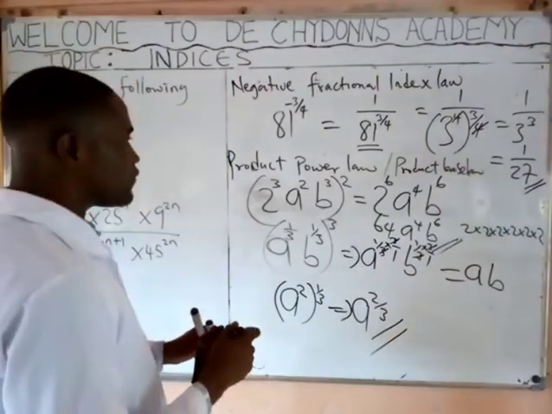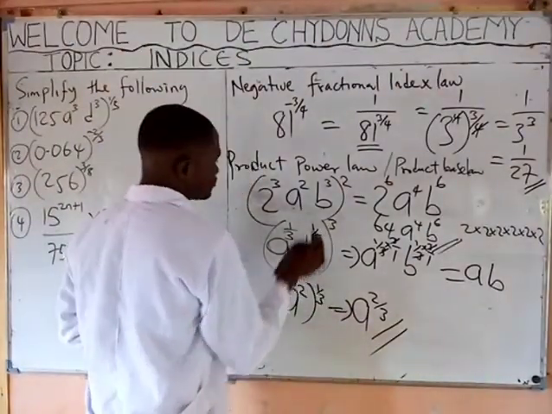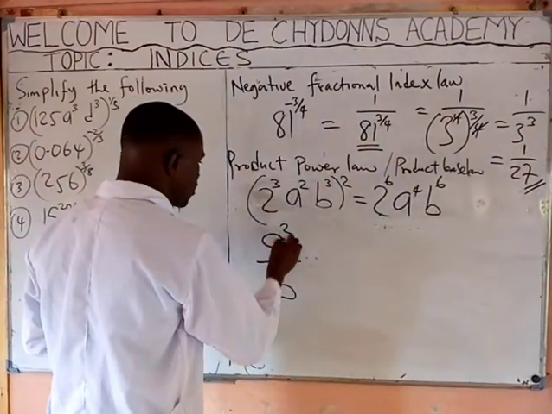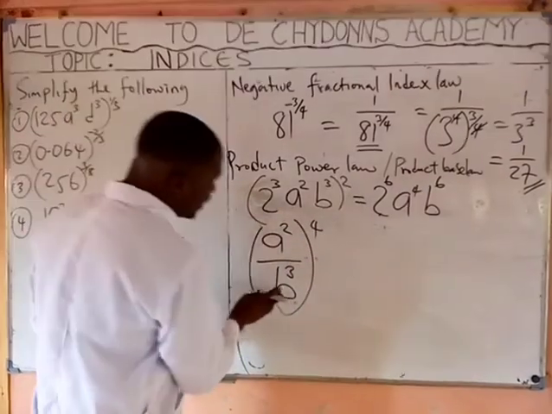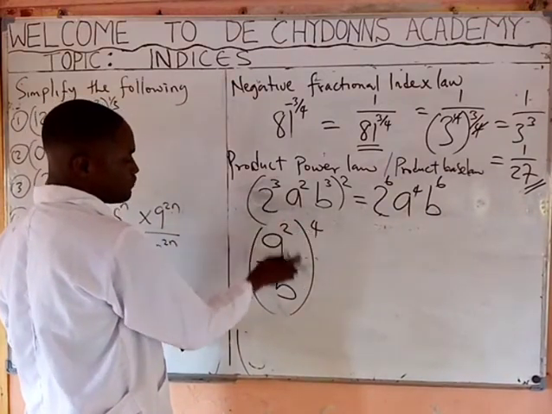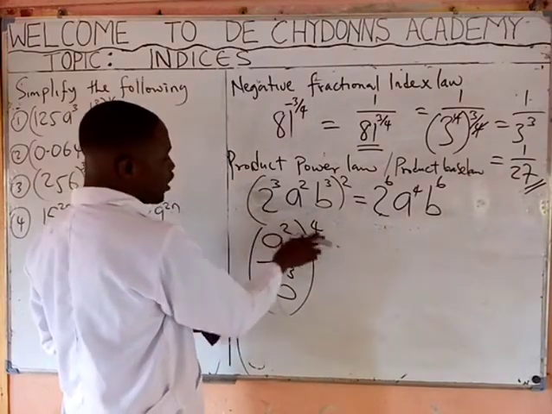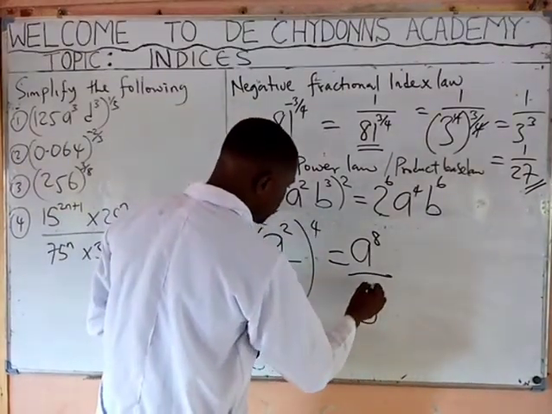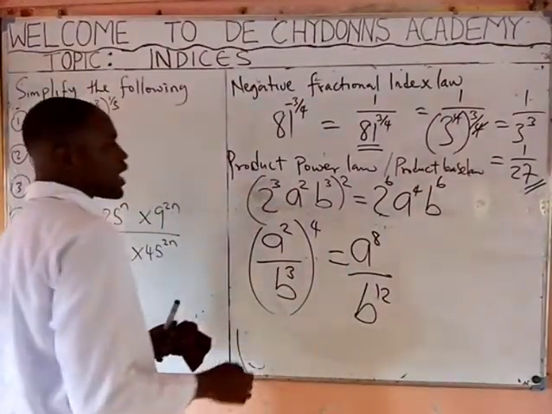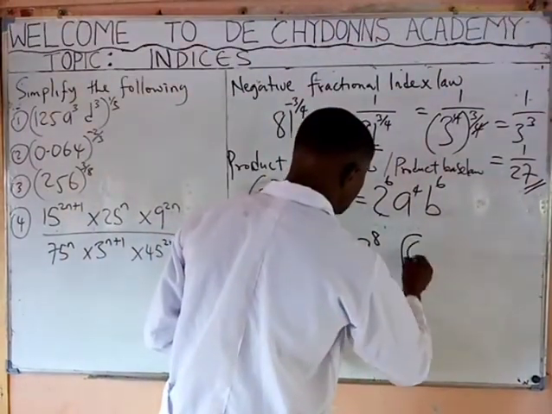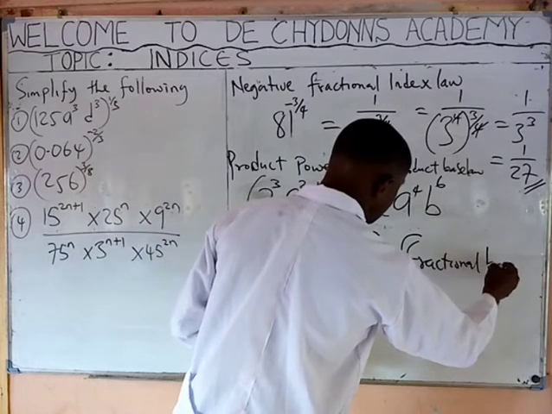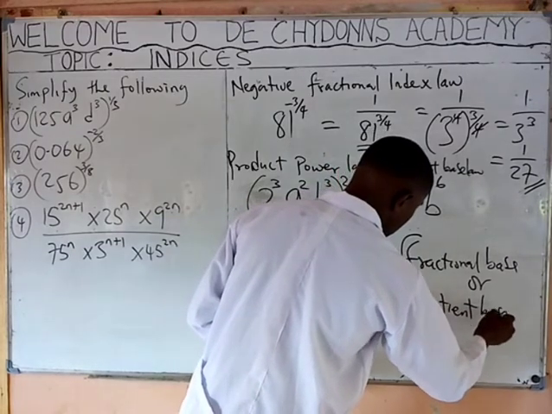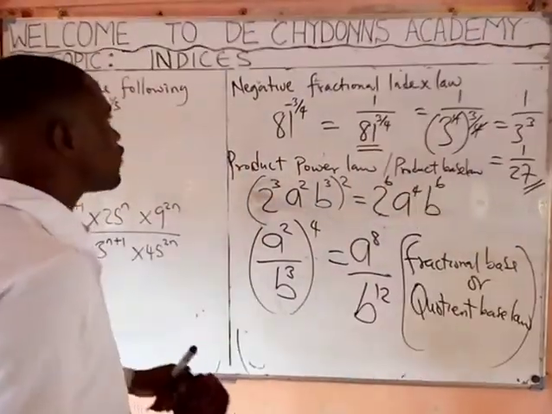Then another law we want to check is the fractional base law. Look at what the fractional base law states. A over B, raised to the power of 2, 3, all raised to the power of 4. It means that this power will go into every number in the fraction. 4 times 2 will give me A raised to the power of 8. 4 times 3 will give me B raised to the power of 12. So this is the fractional base or quotient base law. So that is it. These are the laws of indices we have.